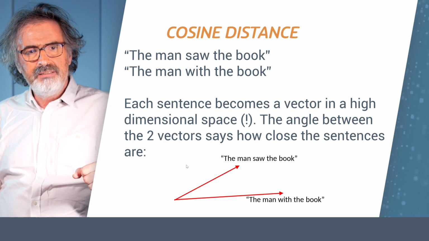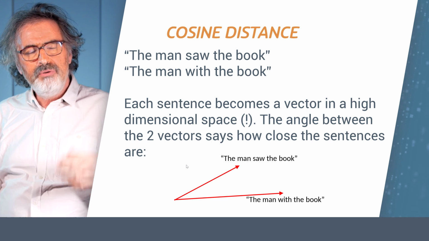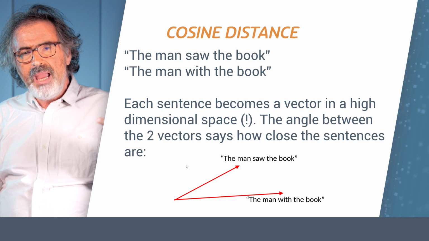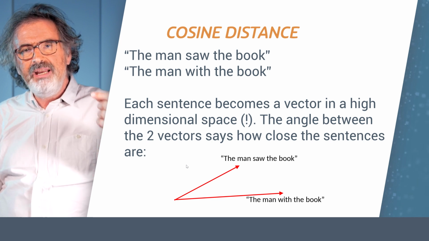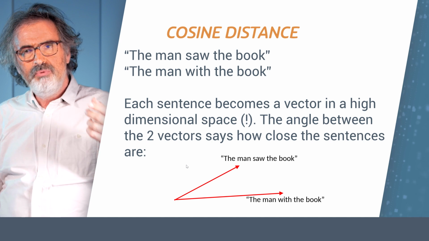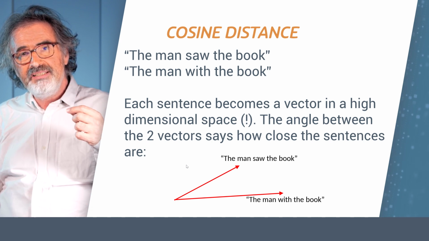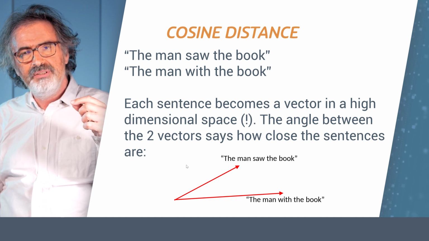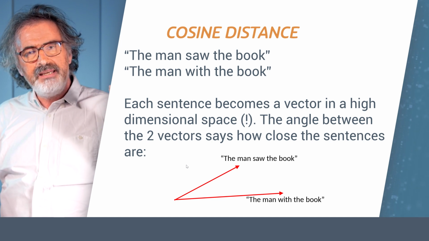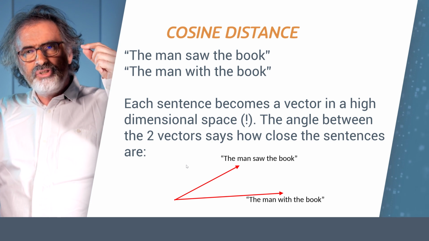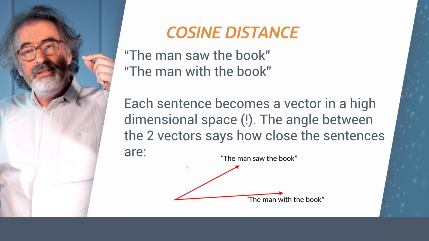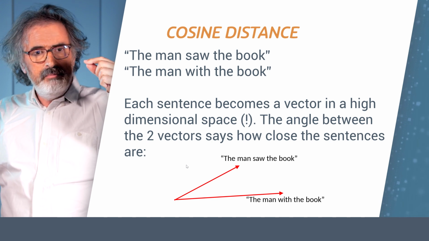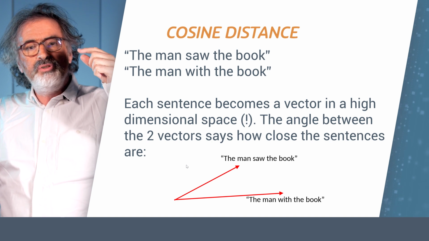And here the idea is a little bit more complicated. You have got two sentences, and each sentence will be made into a vector of a very high dimensional space. What I mean by that is that for every sentence, I will count how many times each word appears. And I will do the same in the other sentence, and then I will be able to match these dimensions. How many times does the word the appear? How many times does the word man appear? How many times does the word saw appear?